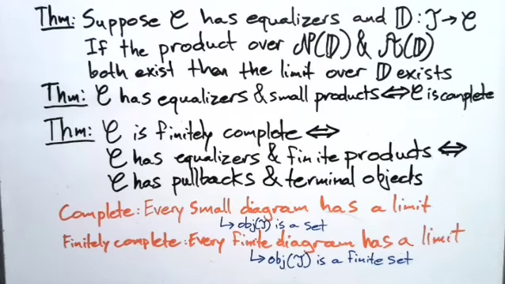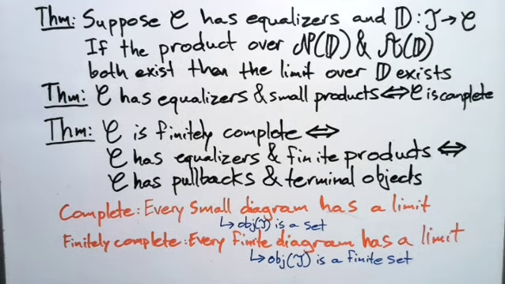So to state the theorem again, suppose C has equalizers and D is a diagram in C, then if both the product over the diagram of nodes of D and the product over the diagram of arrows of D exist, then the limit over D itself exists. This theorem allows us to conclude a couple of corollaries immediately, and in order to do that, we just need a couple quick definitions. So first, a complete category is one in which every small diagram has a limit.